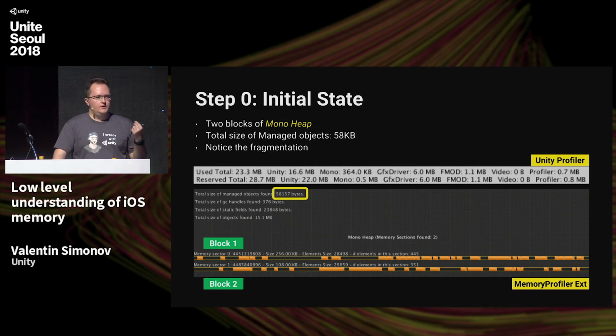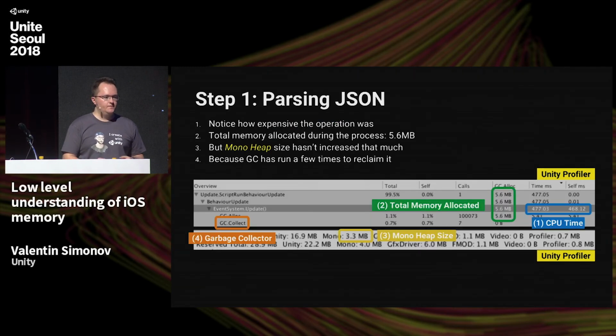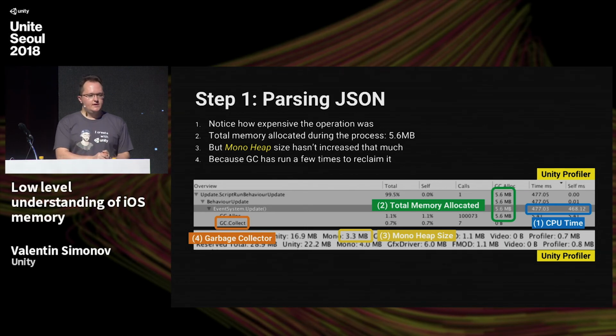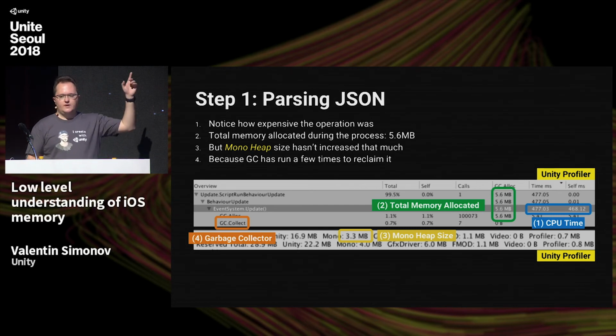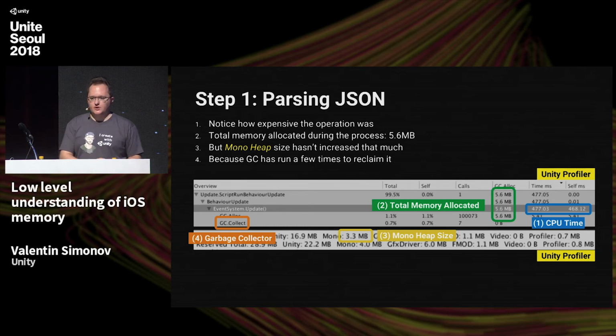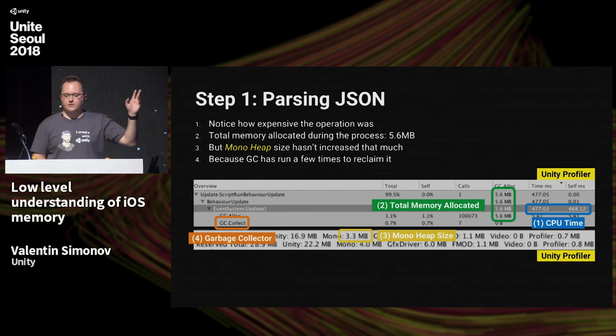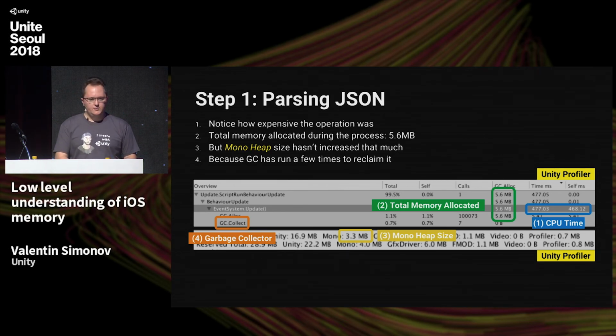We can compare with the state of the application after we parsed the JSON file. Looking through Unity Profiler, first, notice that this is a rather expensive operation. It took half a second to just load and parse the JSON. Total memory allocation during this process was 5.6 megabytes, which is shown by the profiler. But notice that mono heap has not expanded that much. This is because the garbage collector has run a few times during this process to free some amount of memory. So from here, we can see that the current size of mono heap is 3.3 megabytes. The current committed size of mono heap is 4 megabytes.